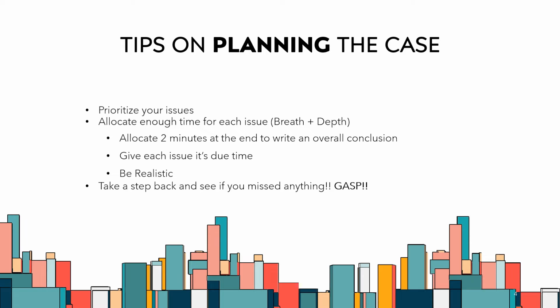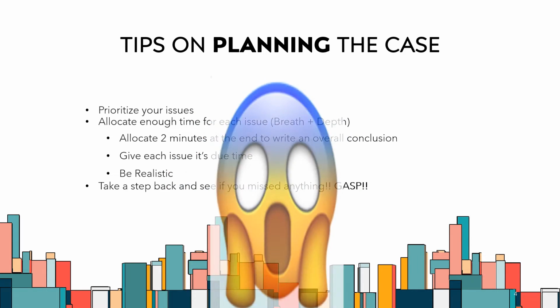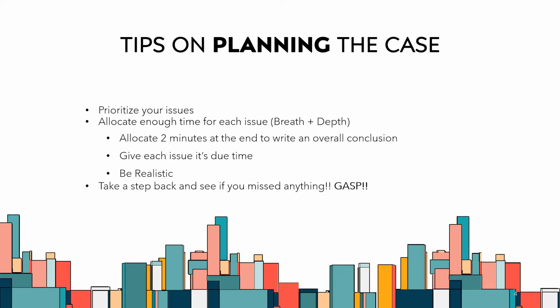The last tip I want to talk about in planning is just take a step back after you've done your planning and allocated your time, and ask yourself, did I miss any issues? Yeah, that's right. Did I miss any issues? If you've missed any issues for any candidate, that's pretty devastating because it's a significant chunk of your mark, especially if you've missed, let's say, a tax issue or an assurance issue, because there might not be a lot of those on your case. So how do you know if you've actually missed an issue?